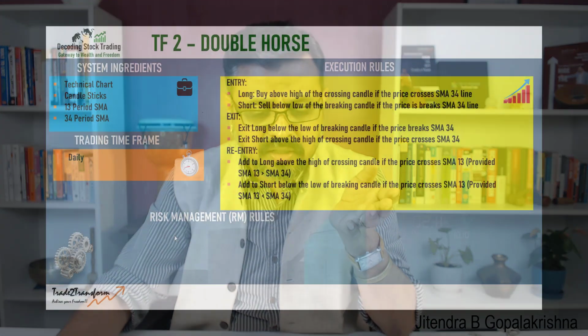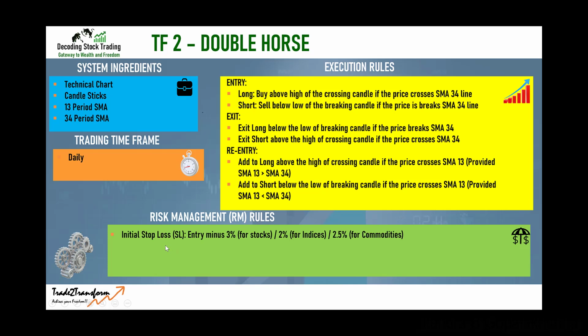Now let us look at the risk management rules. What are the risk management rules? Initial stop loss: entry minus 3% for stocks, 2% for indices, 2.5% for commodities. That's the initial stop loss. Then once the trade is in the money by 3%, 2% and 2.5% for stocks, indices and commodities respectively, move the stop loss to the break-even point.